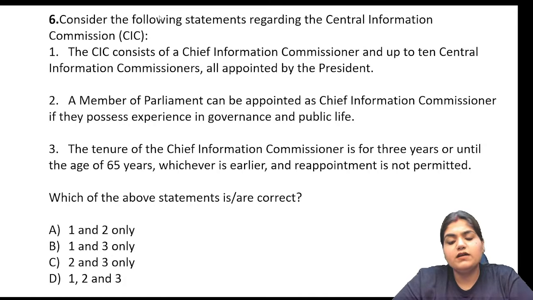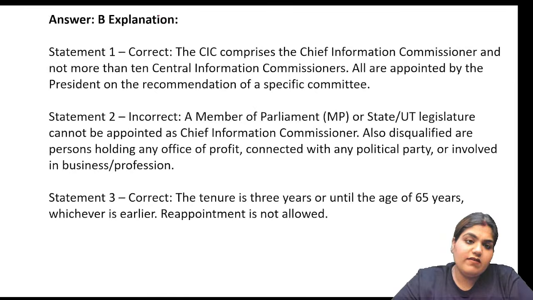Statement number 1 is correct. 3 is correct. 2 is not correct. A member of parliament or state legislature cannot be appointed as CIC. Also disqualified is a person holding an office of profit connected to political parties. Public personnel, members of parliament, cannot be CIC. They have to be an impartial person. Statement number 2 is incorrect. That will give us B as the correct answer. No, Sushil ji, B will be the correct answer.